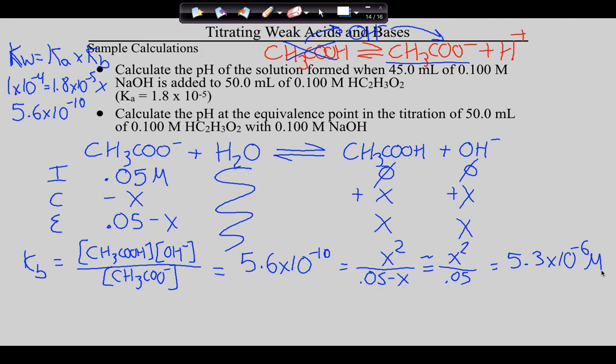So then guys, what do we do with that number? Well, we go pOH is equal to the negative log of OH. Plug that in, find the pOH, then pH plus pOH is 14, and then find pH. Is that okay? Okay, go ahead. What is the value of Kw? 1 times 10 to the negative 14th.